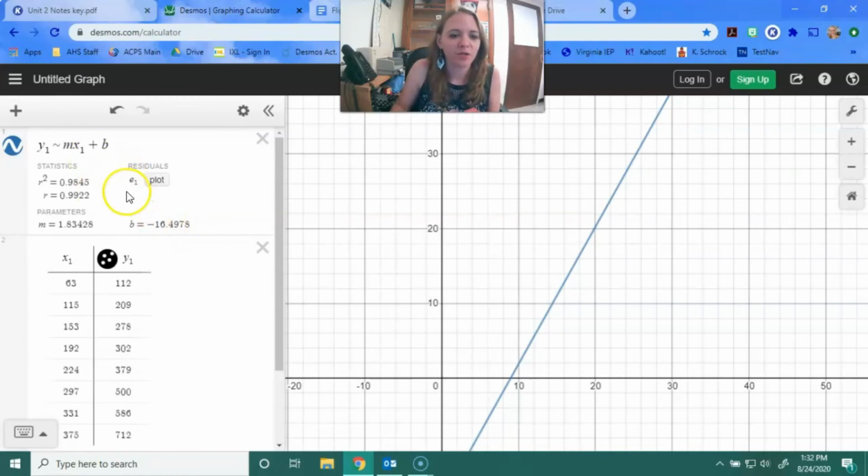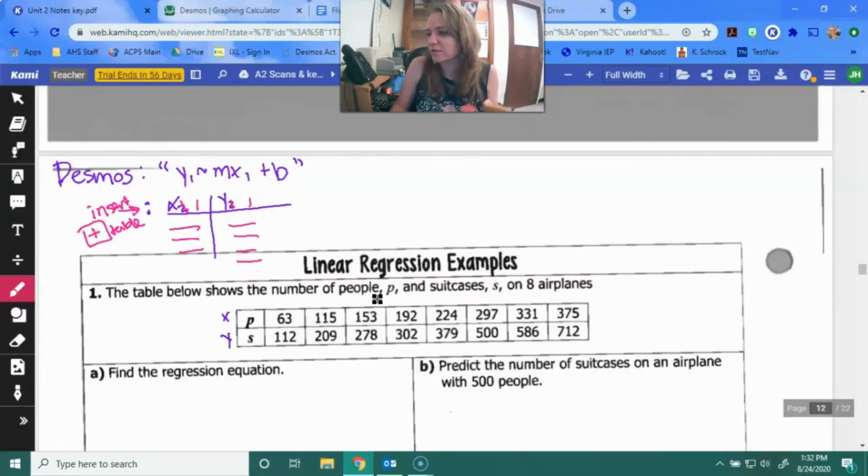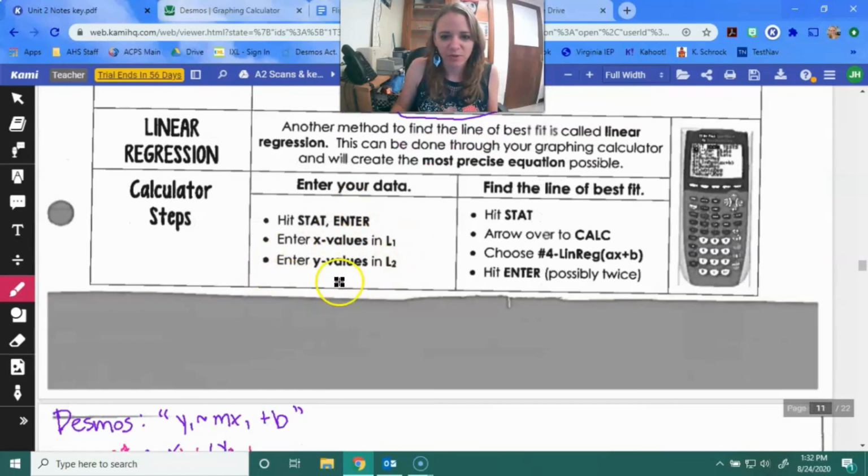16.50, and that'll be our B, okay? So Desmos, write all there on one screen, okay? And then if you're looking at the TI calculator, you see these directions and next. So after you put in those lists, it tells you over here what to do next.